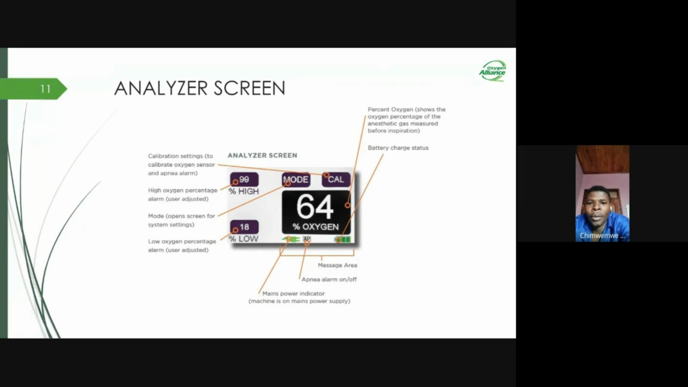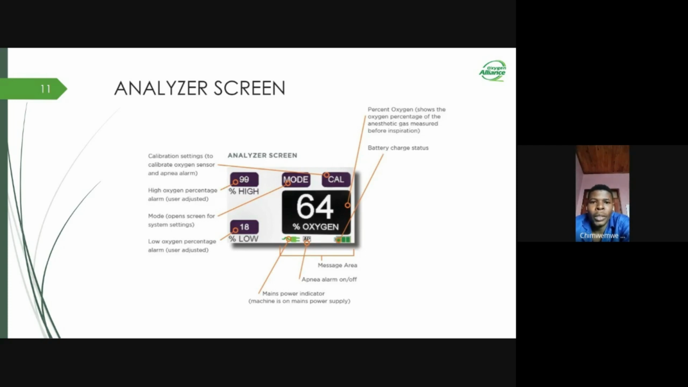We also have a percentage of oxygen shown in the graphics. You can see there it is showing 64% oxygen. This is measured before inspiration, the gas before inspiration. So it shows you the actual percentage of oxygen for the carrier gas. We also have a mains power indicator and an apnea alarm, as you can see in the graphics. There is also a low oxygen alarm button there, with indicator 18, and then below it there is 18.